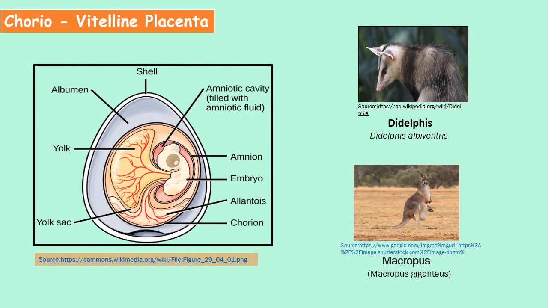From this diagram, we can very easily find out the basic difference between choriovitelline placenta and chorioallantoic placenta. In choriovitelline placenta, the yolk sac is very well developed, whereas the allantois is poorly developed and it is rudimentary. Examples are Didelphys and Macropus. Didelphys is an opossum species found in Argentina, Bolivia, Brazil, Paraguay, and Uruguay, and Macropus is a marsupial species found in eastern third of Australia.